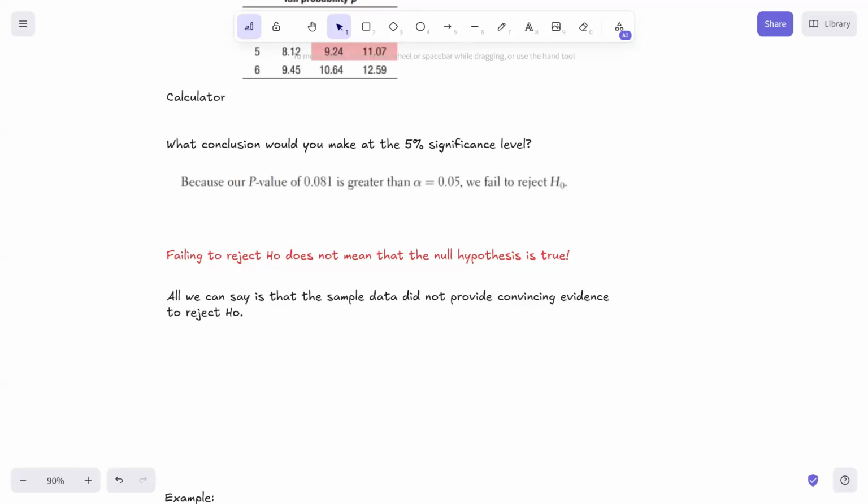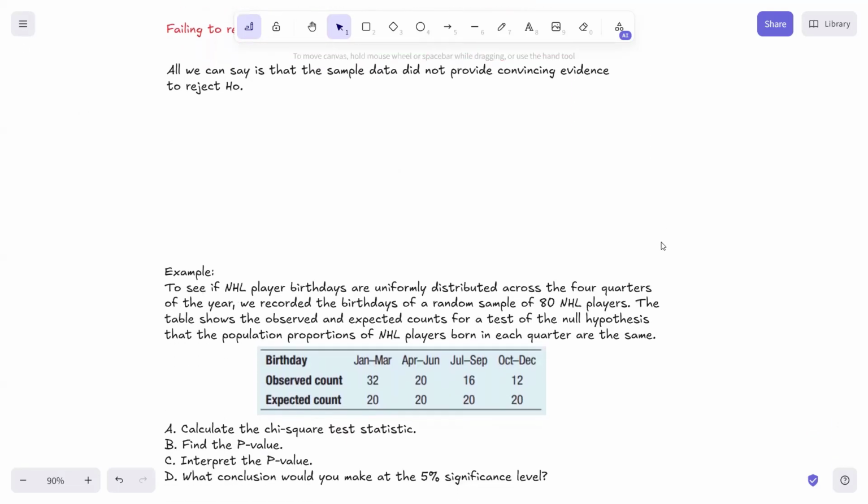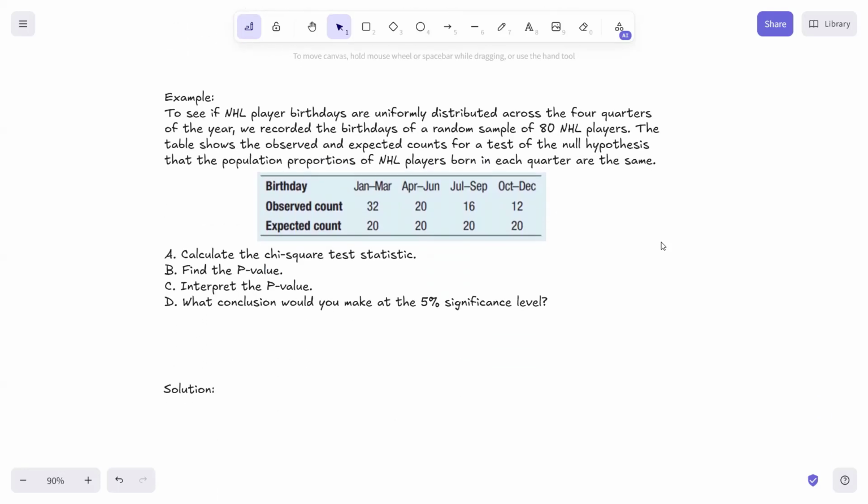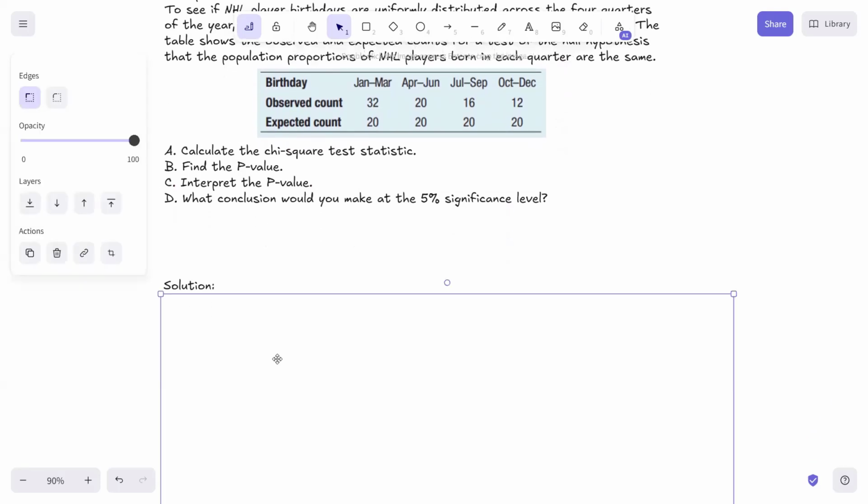Now, failing to reject the null does not mean that the null hypothesis is necessarily true. All we can say is that our sample data did not provide enough convincing evidence to reject the null. So let's look at an example, back to the NHL players. We have our observed and expected counts here. Our sample size was 80, and we're going to calculate the chi-square test statistic, find the p-value, interpret it, and determine our conclusion. So here we go.